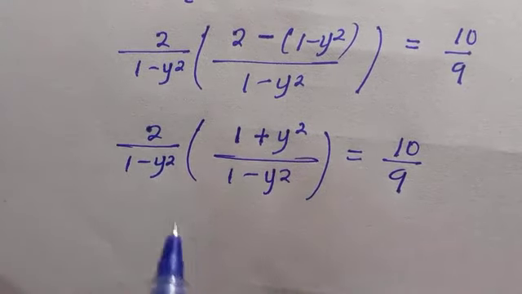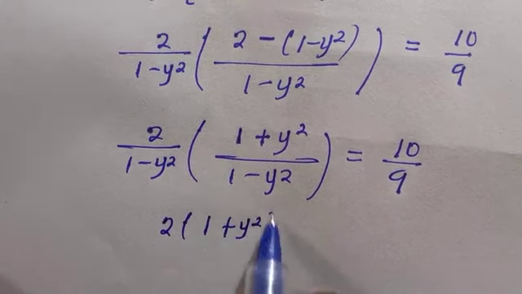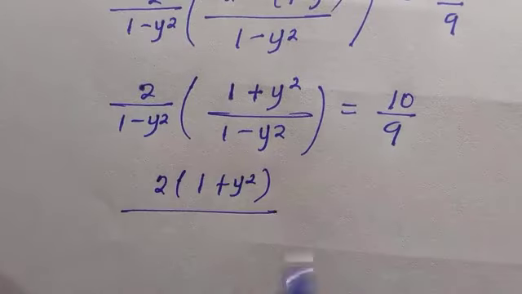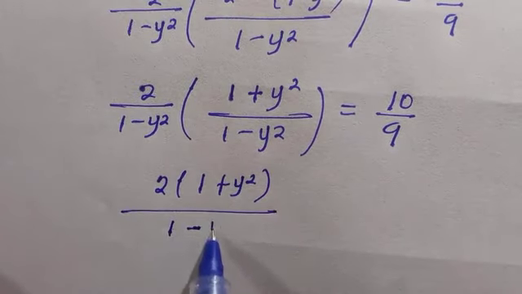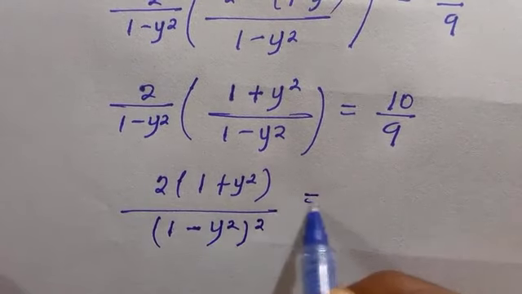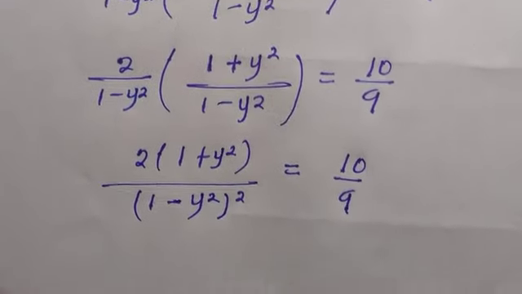Again, we multiply 2 by (1 plus y squared), and we create a bracket for it, which is 2 bracket (1 plus y squared), all divided by, and for this as well, they are the same. Then we just have (1 minus y squared), then all in the parentheses and squared, everything equals 10 divided by 9.